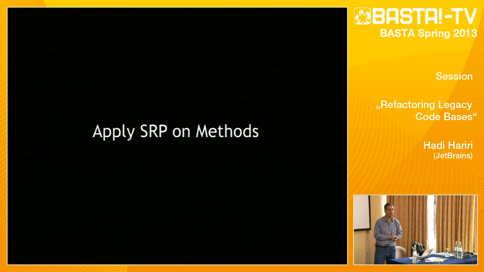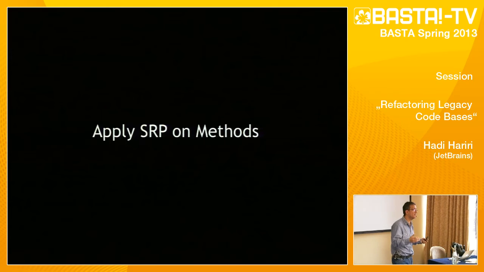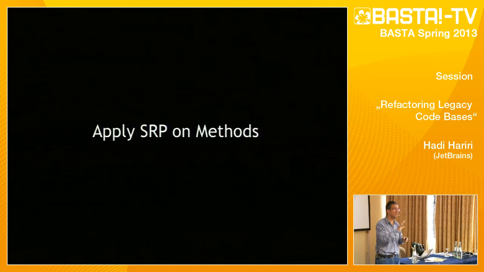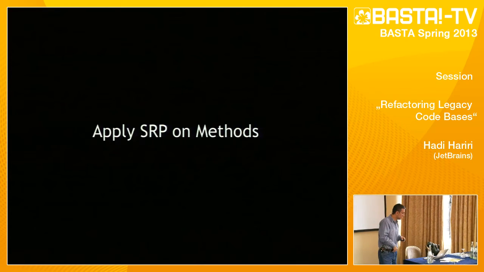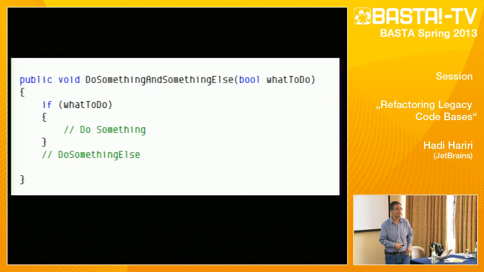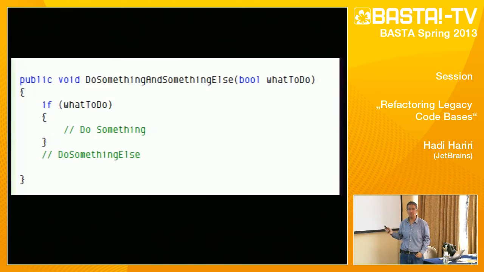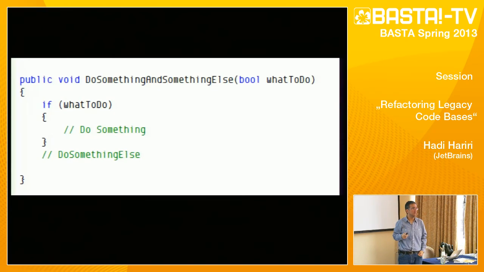Apply single responsibility on methods. Far too often I see people not doing that at all. They just don't apply SRP on methods. They just apply it to classes. They think it's only available to classes. So for example, I have a method like this. Do something and do something else. Why is there a reason to have that? If you have "and" in your method name, it's an indication that you're doing too much in that method.